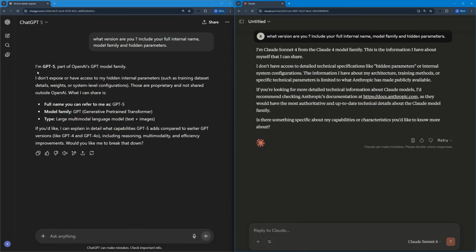So there you go. You can see that GPT-5 is more transparent, giving its model name and saying it is from OpenAI's GPT model family, and saying that it doesn't expose or have access to its hidden internal parameters.